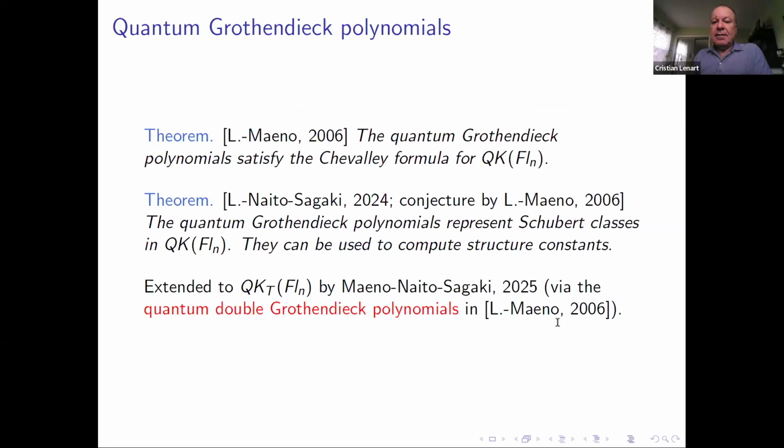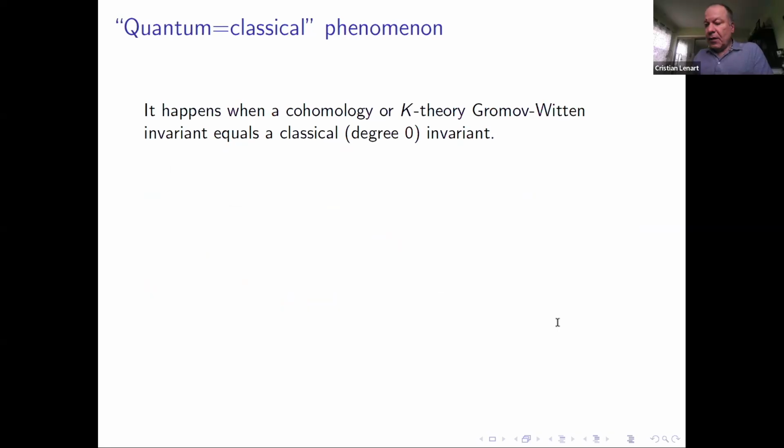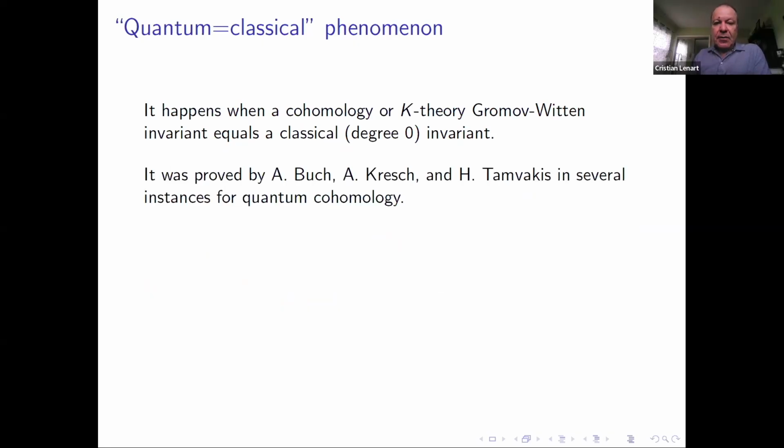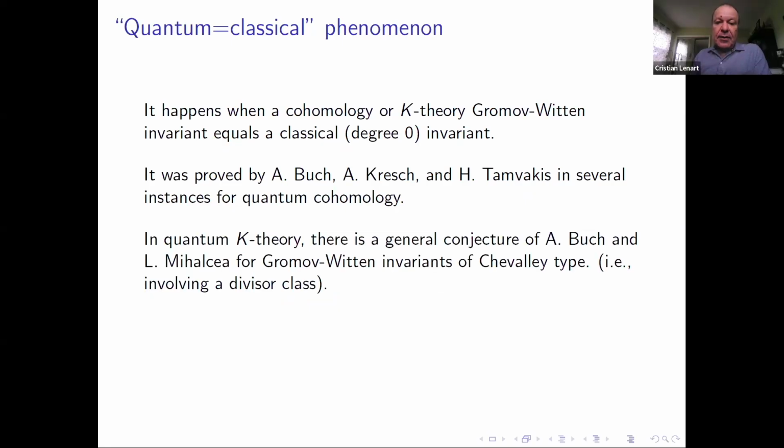Okay, and this brings me to my last application of the Chevalley formula, which is this quantum equals classical phenomenon. So this happens when a cohomology or a K-theory Gromov-Witten invariant equals a classical or a degree 0 invariant. This was proved by Buch, Kresch, and Tambakis in several instances for quantum cohomology. And in quantum K-theory, there is a general conjecture of Buch and Mihalcea for Gromov-Witten invariants of Chevalley type.